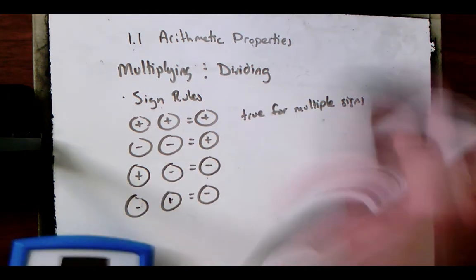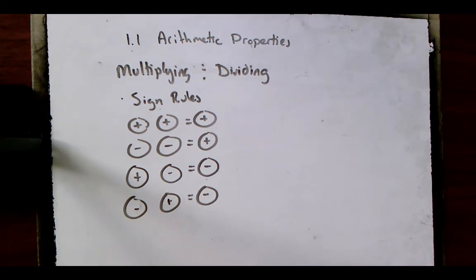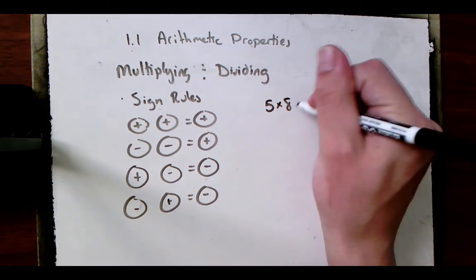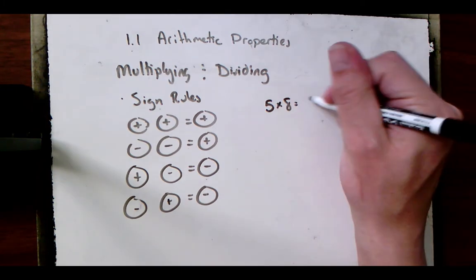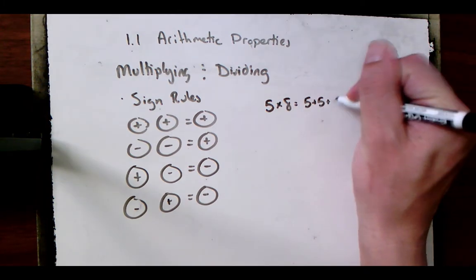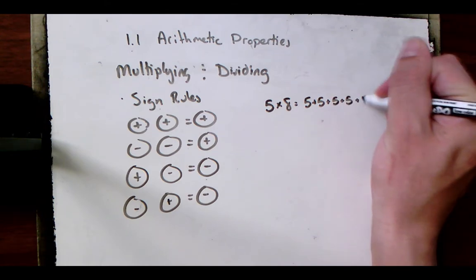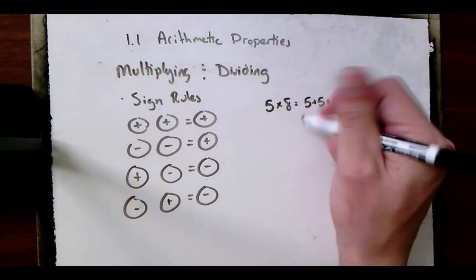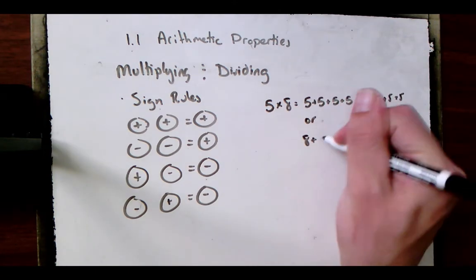Remember that multiplication is a process of repeat addition, right? If I have something like, let's say, 5 times 8, that means the same thing as taking 5 and adding it together 8 times, or taking 8 and adding it to itself 5 times.